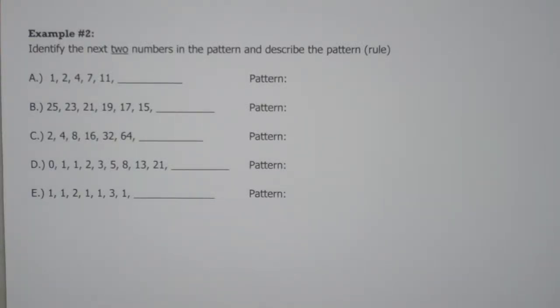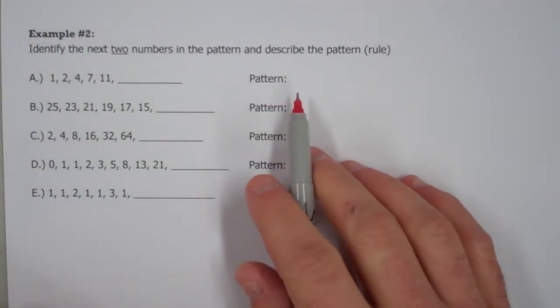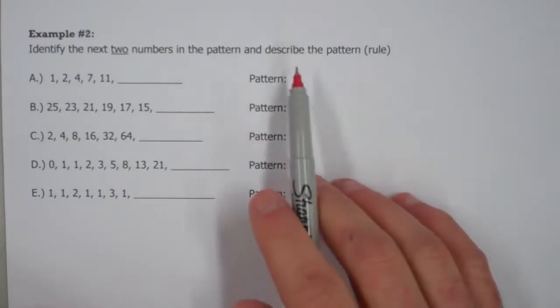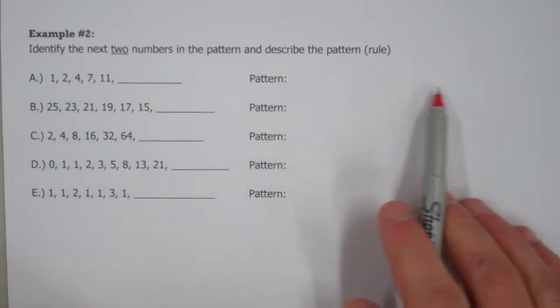In example 2, we need to identify the next two numbers in the pattern and then describe the pattern or the rule. I think we'll probably describe this verbally with you, and you can write down what you'd like over here. Of course, if you're asked to do this on an assessment, then you definitely need to write that down.